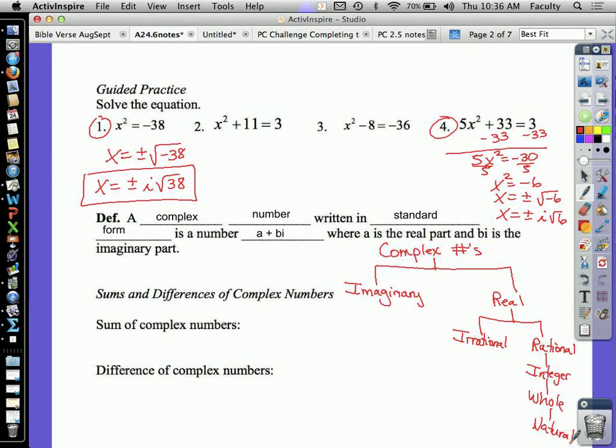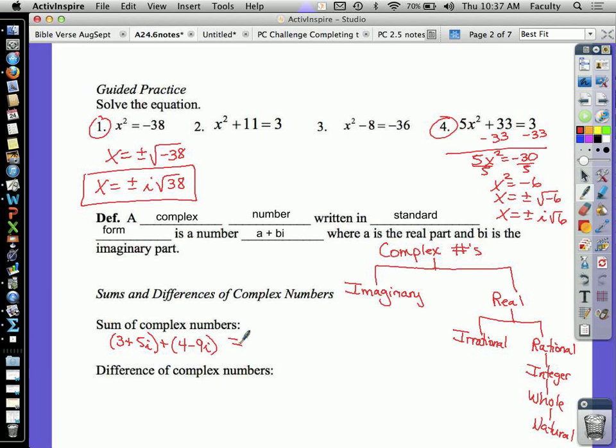But anyway, I wanted you to see how this all connects together. Adding and subtracting complex numbers is super easy to do. Watch this. What if I have 3 plus 5i, and I want to add 4 minus 9i? All you do when you add complex numbers is add the real parts and add the imaginary parts.